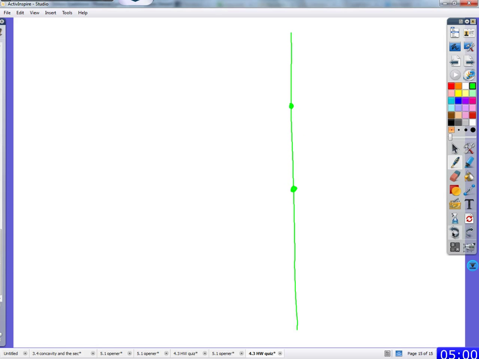Let's say that it's 14. We go up 14. Okay, that's the rise. How much is the run going to be? There is no run. There's a zero run. Okay, so now we have this fraction, 14 divided by zero.